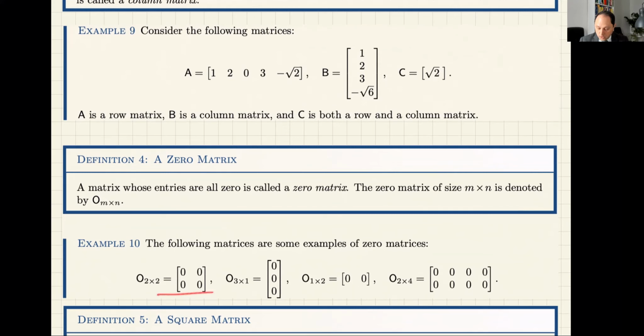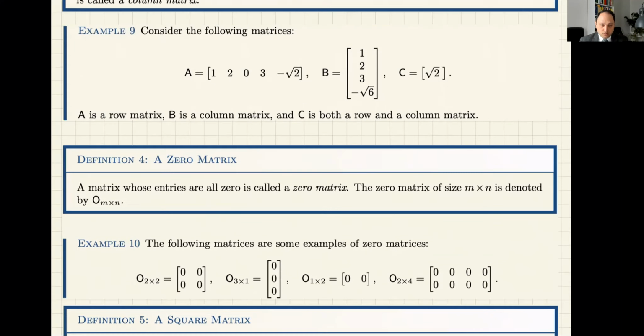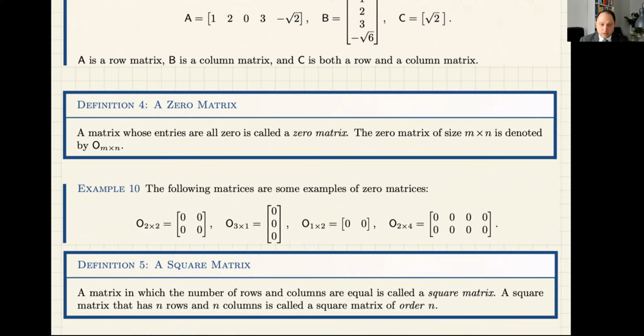So here you see that I have examples of zero matrices. I have here a 2 by 2 zero matrix, 2 rows, 2 columns. Here I have a 3 by 1, 3 rows, 1 column. And here I have this one and this one. So you see this is a column matrix. This is also a row matrix. So you can play around with these concepts, okay? So how many zero matrices are there? There are infinitely many zero matrices of different order.